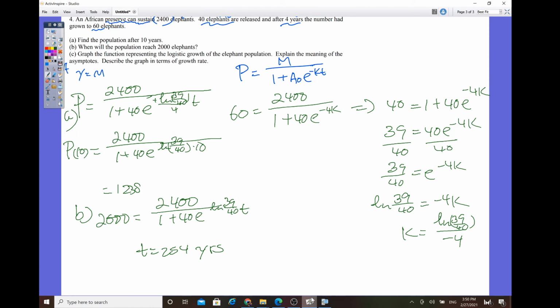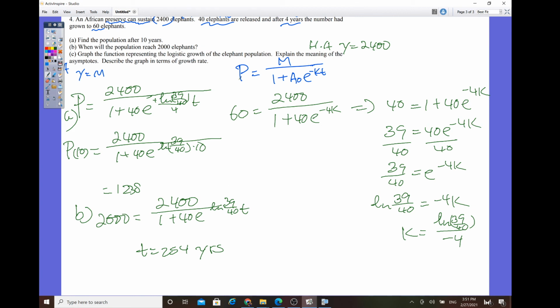Okay, so what does that mean here? That one is just the HA, so y equals 2,400, the maximum capacity. And describe the graph in terms of the growth rate. That's what I just mentioned. We started with a dramatic growth, but as time gets bigger and bigger, the rate of change just slows down. Okay, so we can describe that.